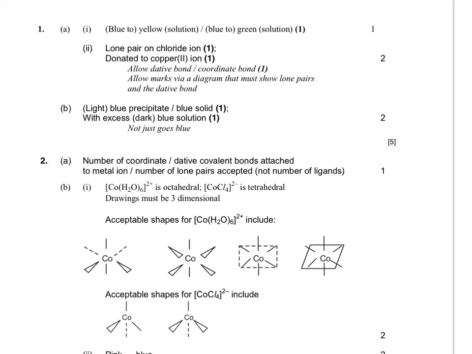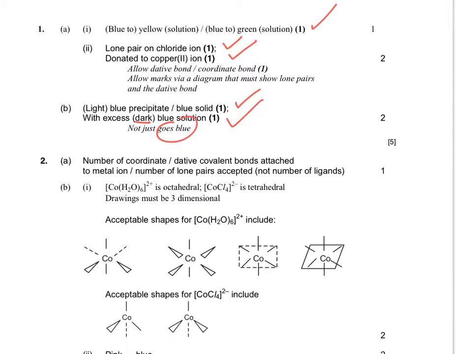So bring the page down. We've got blue to yellow green. We mentioned a lone pair in the chloride ion, and we said it was donated through a dative covalent bond to the copper ion, or a coordinate bond we said. The light blue precipitate is formed, pale blue we said, and with excess you get a dark blue solution. So it's important to remember that not just going blue is enough, because it's two different shades of blue, isn't it? So you have to be a little bit more specific than just blue to blue, because otherwise it sounds like it's not a change.